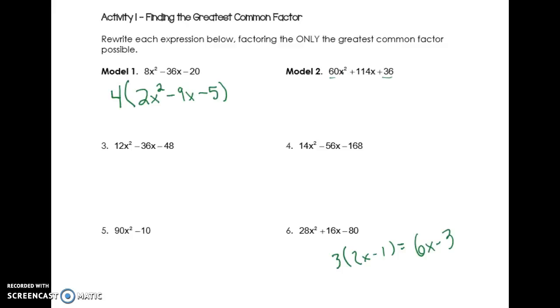Maybe I could do 3 and 12. I'm pretty sure I can take a 3 out of all of those terms. Let's see what happens if I do that. So let's take a 3 out of the first term. So that would give me a 20x squared.